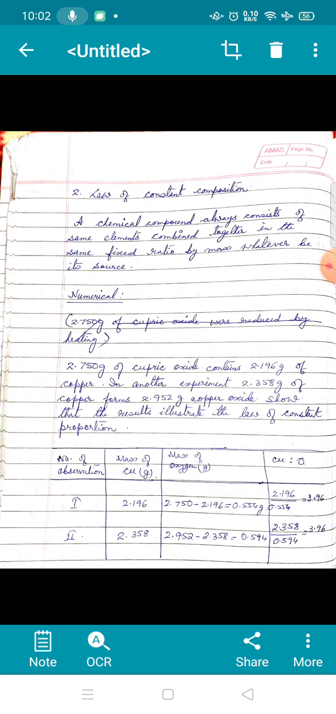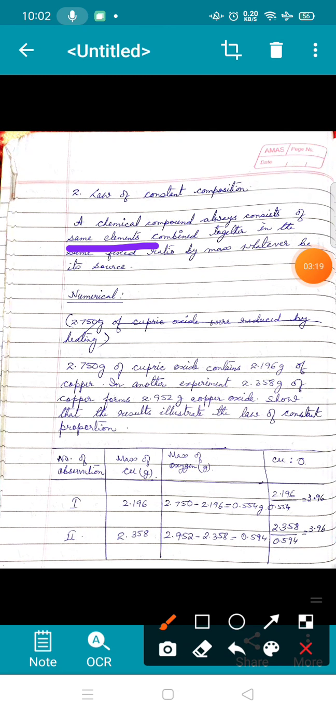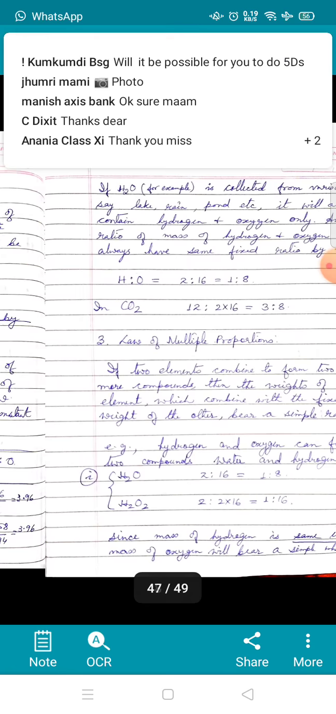The statement goes like this: a chemical compound always consists of same elements combined together, underline this, same elements combined together in the same fixed ratio by mass, whatever be its source. To understand this, we take the example.